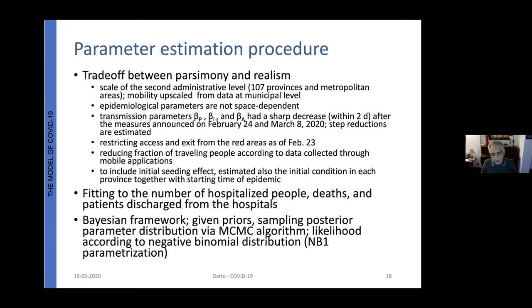Also, we made another decision. The number of cases is not reliable. What is more reliable in terms of statistics is the number of hospitalized people, unfortunately the number of deaths, and the number of patients discharged from the hospitals. So we used the Bayesian framework. We gave priors for the parameters. We sampled the posterior parameter distribution via a Markov chain Monte Carlo algorithm. And technically we use the likelihood according to a negative binomial distribution.